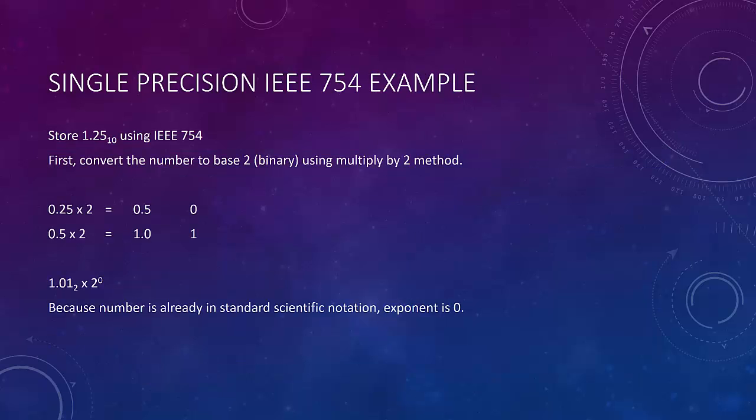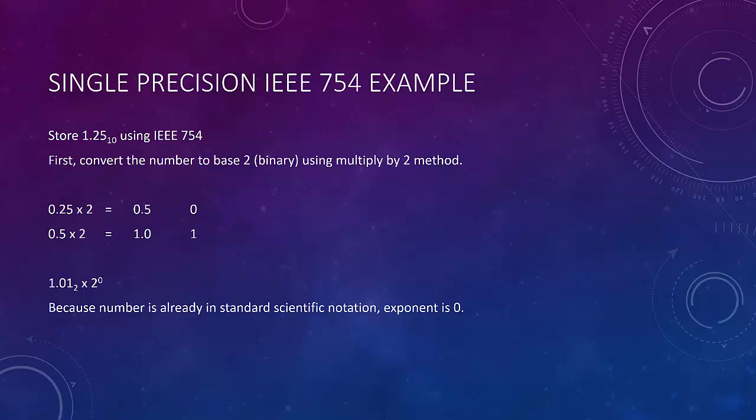Okay, worked example. So we want to store 1.25, that's a denary number, using IEEE 754. So the first step is we actually need to convert the number into binary, and I'm going to use the multiply by 2 method to convert the fractional component. So the way that you convert fractional numbers is you convert the whole number component and then you convert the fractional number component and you bolt them together. Because the whole number component here is 1, it's identical in denary and binary, so I'm not going to bother with that step.